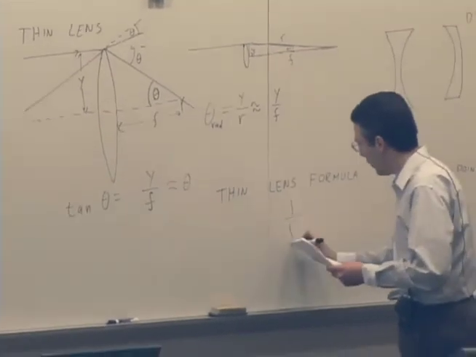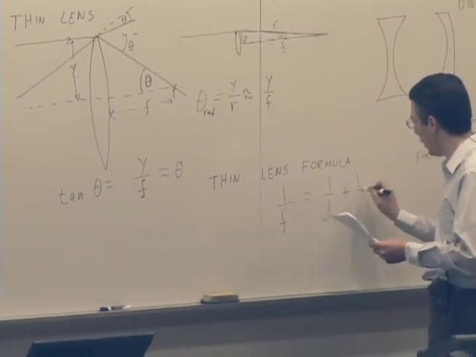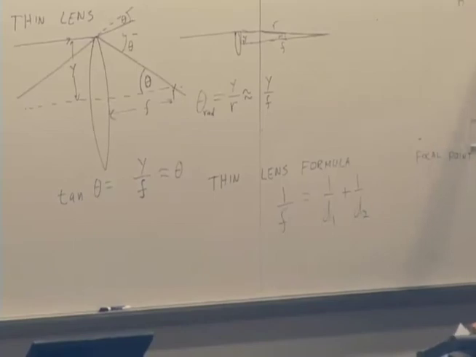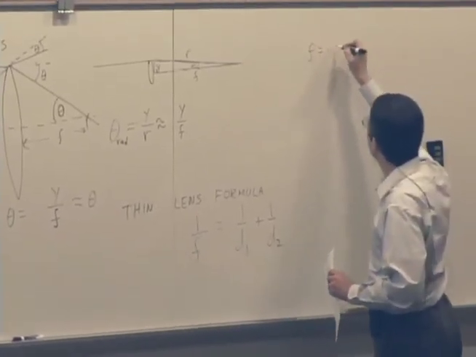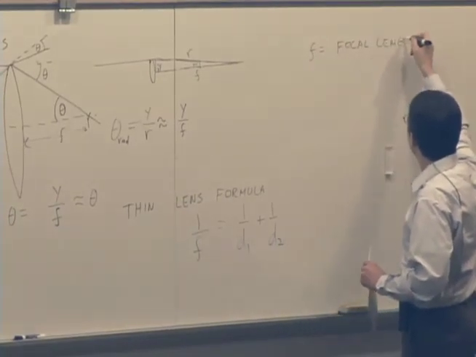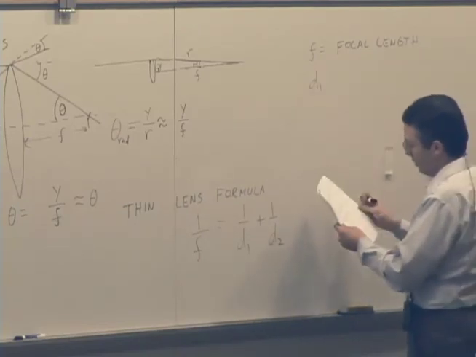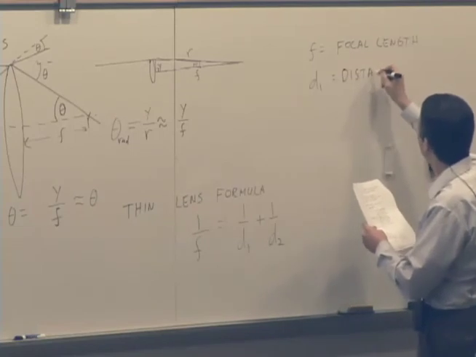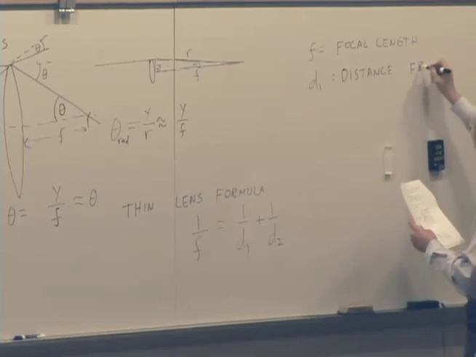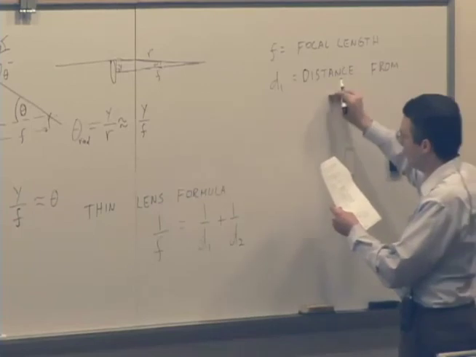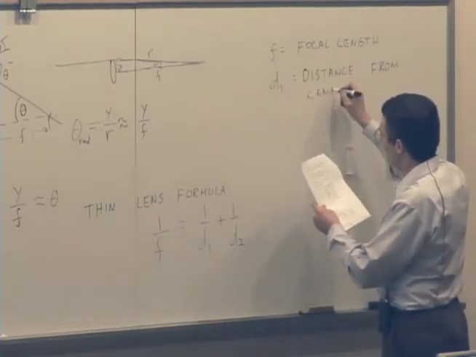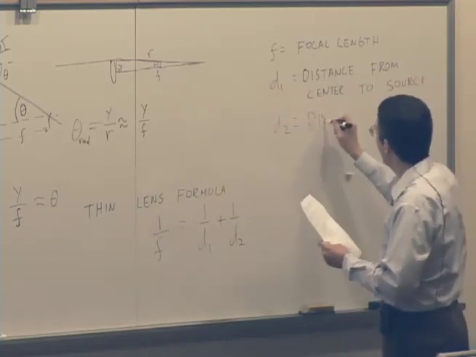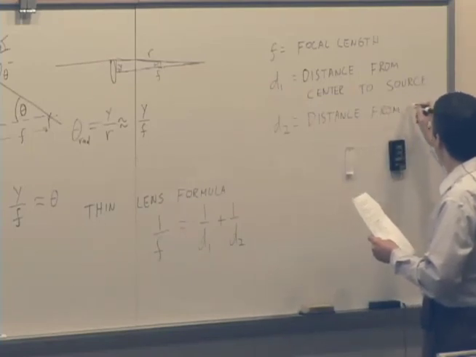Which is 1 over the focal length is equal to 1 over d1 plus 1 over d2. Now, what does that mean? Well, f is the focal length. d1 is the distance from the center of the lens to the object, or the source. And d2 is the distance from the center of the lens to the image.